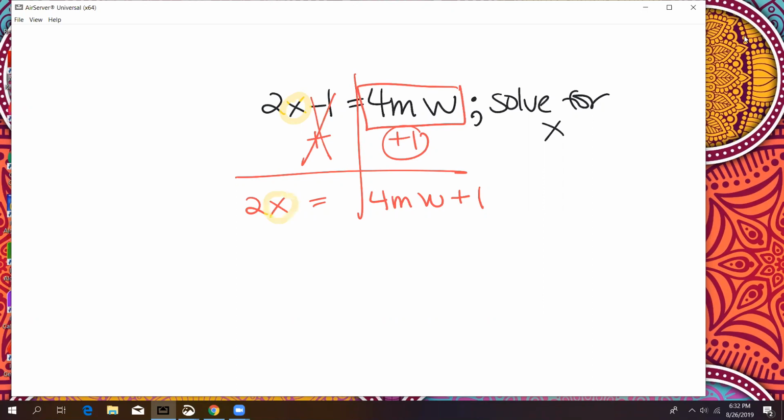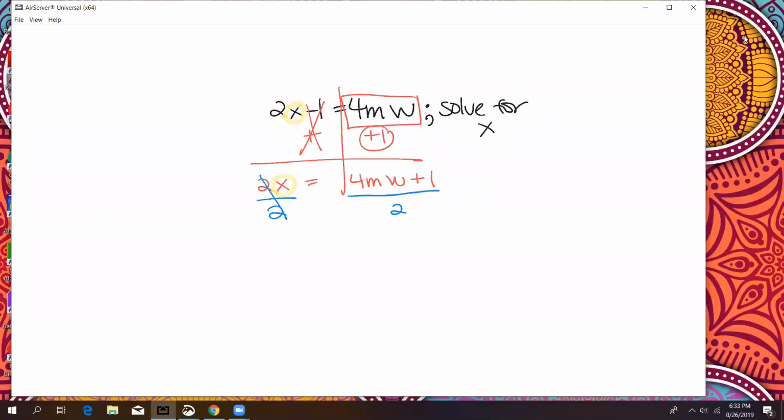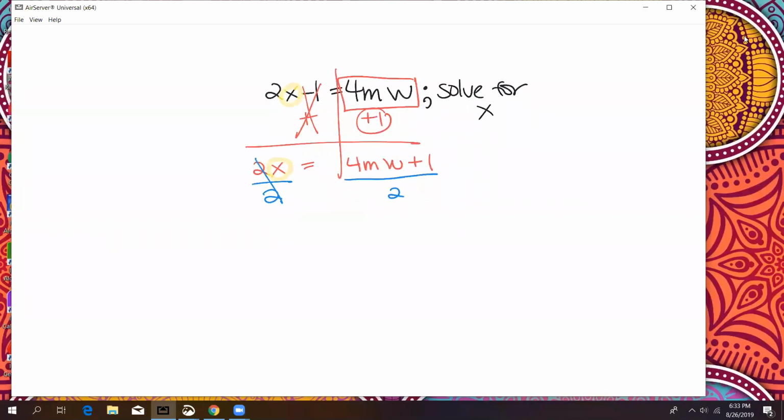And then again, we're still solving for x. We want the x by itself, so we're not done until it says x equals. So we're going to divide by 2, but the whole part here gets divided by 2. So you are going to have, sorry, I have to simplify that a little bit. Okay, so you're going to have x equals 4mw plus 1 over 2.